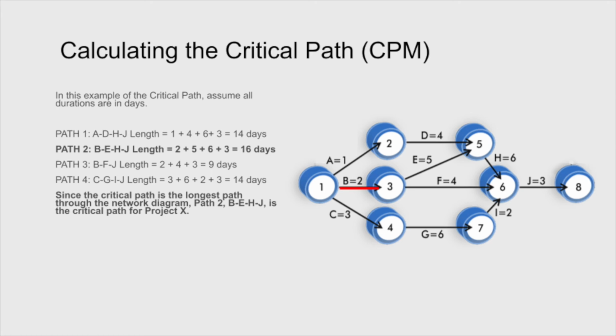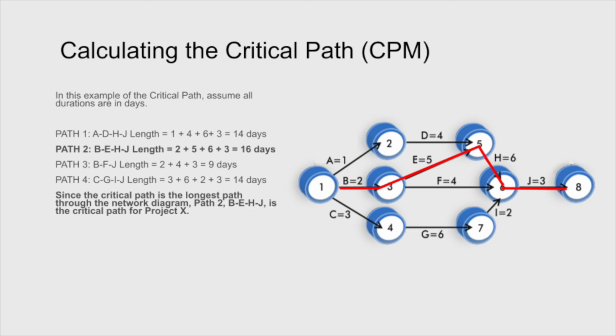BEHJ. So BEHJ is indeed the critical path, so what we need to be able to do is look at it. So here I've illustrated it. B is 2, E is 5, H is 6, and J is 3 for a total of 16 days. All of the others, path 3 and 4, BFJ and CGIJ, all represent shorter periods of time.